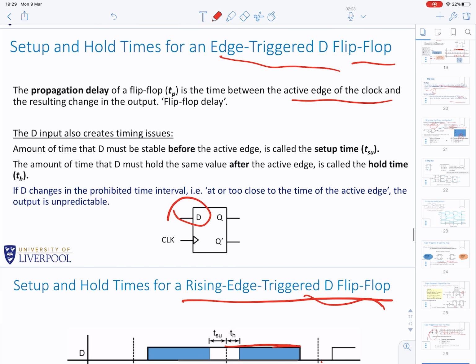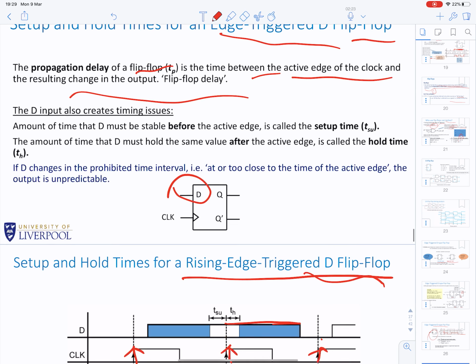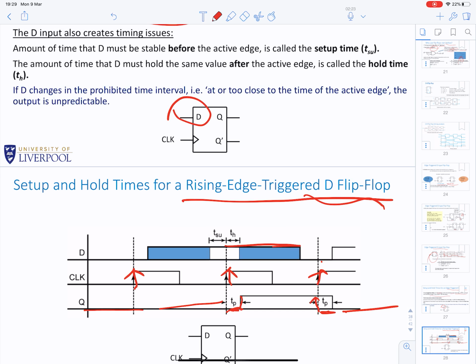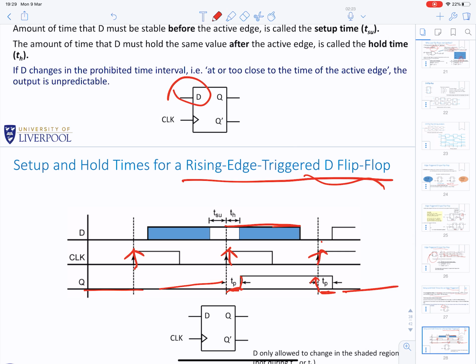So we can look at setup and hold time for the edge-triggered D-type flip flop. The propagation delay of a flip flop is the time between the active edge of the clock and the resulting change of the flip flop output. The D input may also introduce timing issues. The amount of time D must be stable before the active edge is called the setup time. The amount of time D must hold the same value after the active edge is called the hold time. If D changes in the prohibited time interval, at or too close to the time of the active edge, the output is unpredictable.